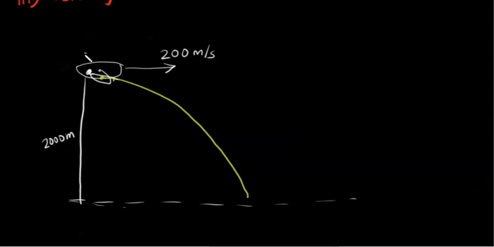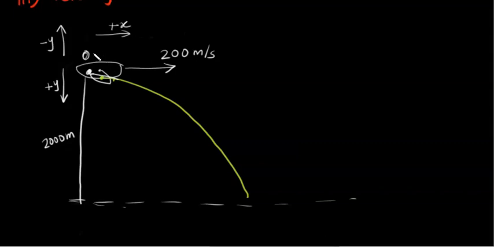So let me take this as an origin where the bomb is dropped, and the vertical axis is the y-axis. Sorry, the downward is the positive y-axis and the upwards is minus y-axis, and the right direction is positive x-axis. So this is my origin here, and this is our reference frame.